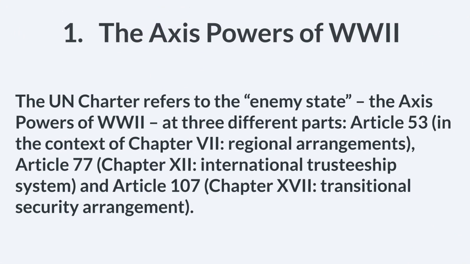1. The Axis powers of World War II. The UN Charter refers to the enemy state, the Axis powers of World War II, at 3 different parts. Article 53, in the context of Chapter 7, Regional Arrangements. Article 77, Chapter 12, International Trusteeship System, and Article 107, Chapter 17, Transitional Security Arrangement.